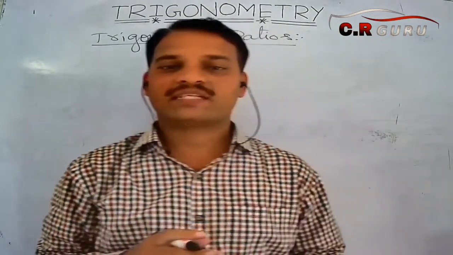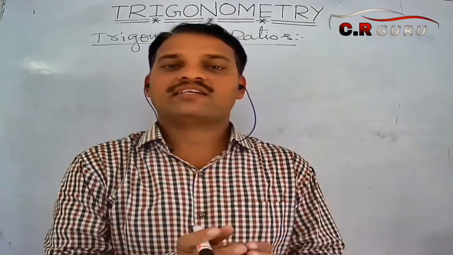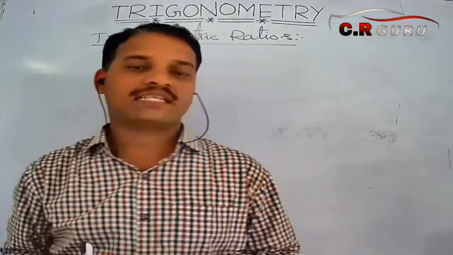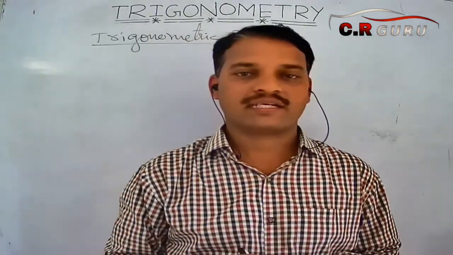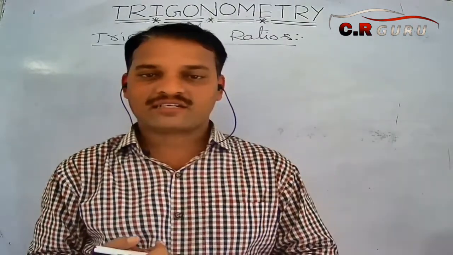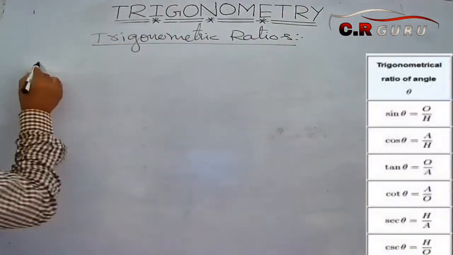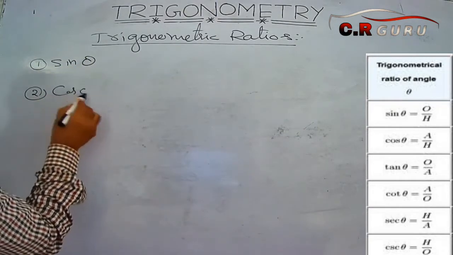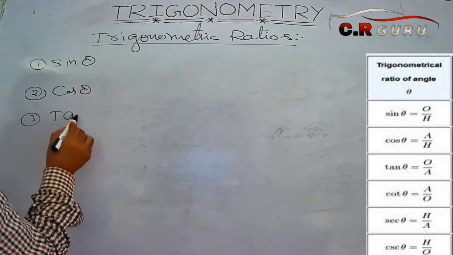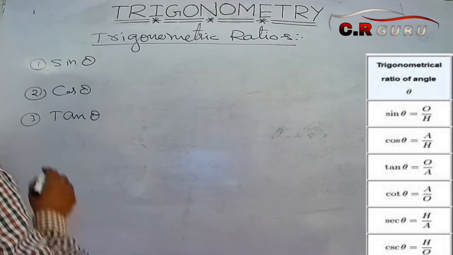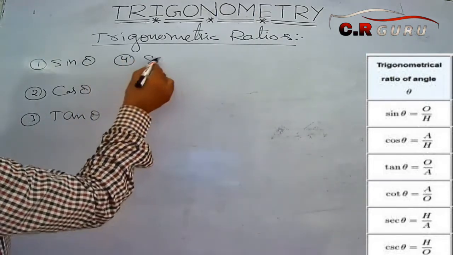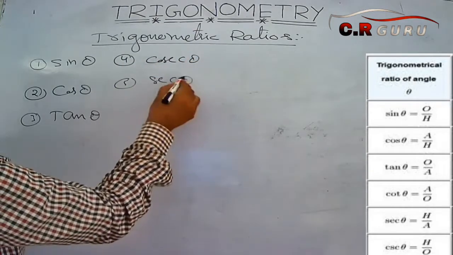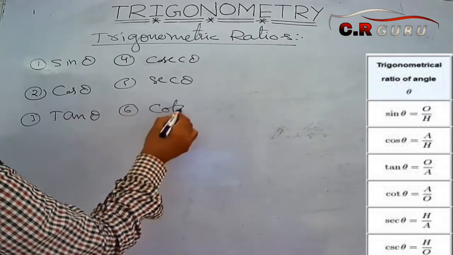In the 6 trigonometric ratios, 3 trigonometric ratios are sin theta, cos theta, tan theta, and their reciprocals, 3 ratios, are cosecant theta, secant theta, cot theta. So then overall 6 trigonometric ratios will be there. First one is sin theta. Second one is cos theta, third one is tan theta. The fourth one is cosecant theta, fifth one is secant theta, sixth one is cot theta.